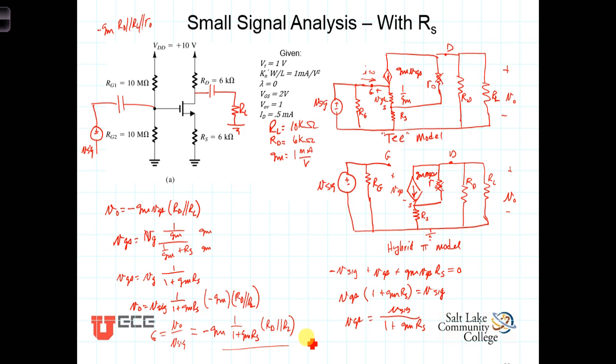Which, if we plug in the values that we have for this circuit, we have negative G sub M, well, G sub M is 1, so it'll be negative 1 milliamp per volt times 1 over 1 plus 1 times, now R sub S is 6 kiloohms, times R sub D in parallel with R sub L, that's 6 times 10 divided by 16, and that turns out to equal negative 0.54 volts per volt. You'll notice the effect of R sub S. If R sub S was 0, this term right here would be 1. But R sub S not being 0 makes this term a value less than 1 and reduces the overall gain by that factor, 1 over 1 plus G sub M times R sub S.